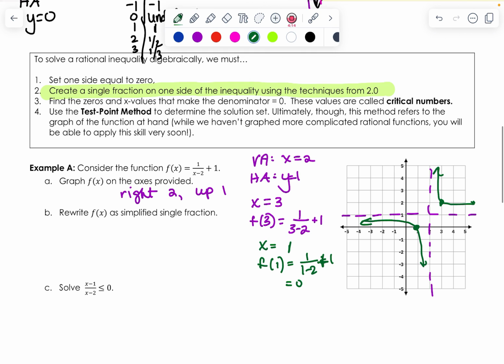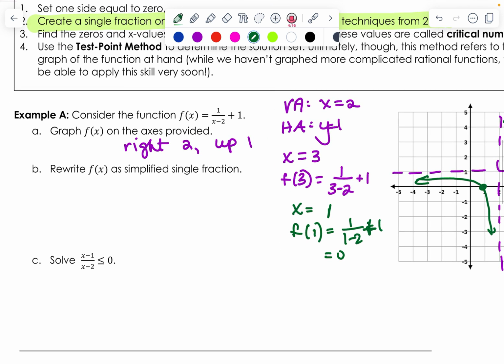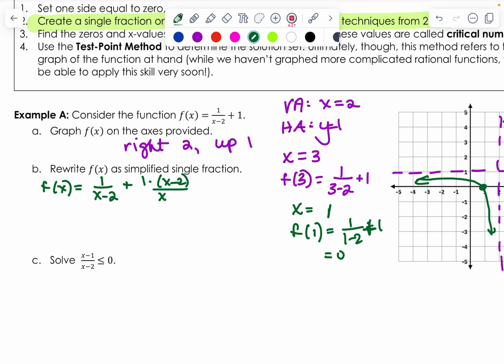All right, it says now write this as a single fraction. So the common denominator is x minus 2. So f of x is 1 plus x minus 2. So f of x is x minus 1 over x minus 2. Okay.